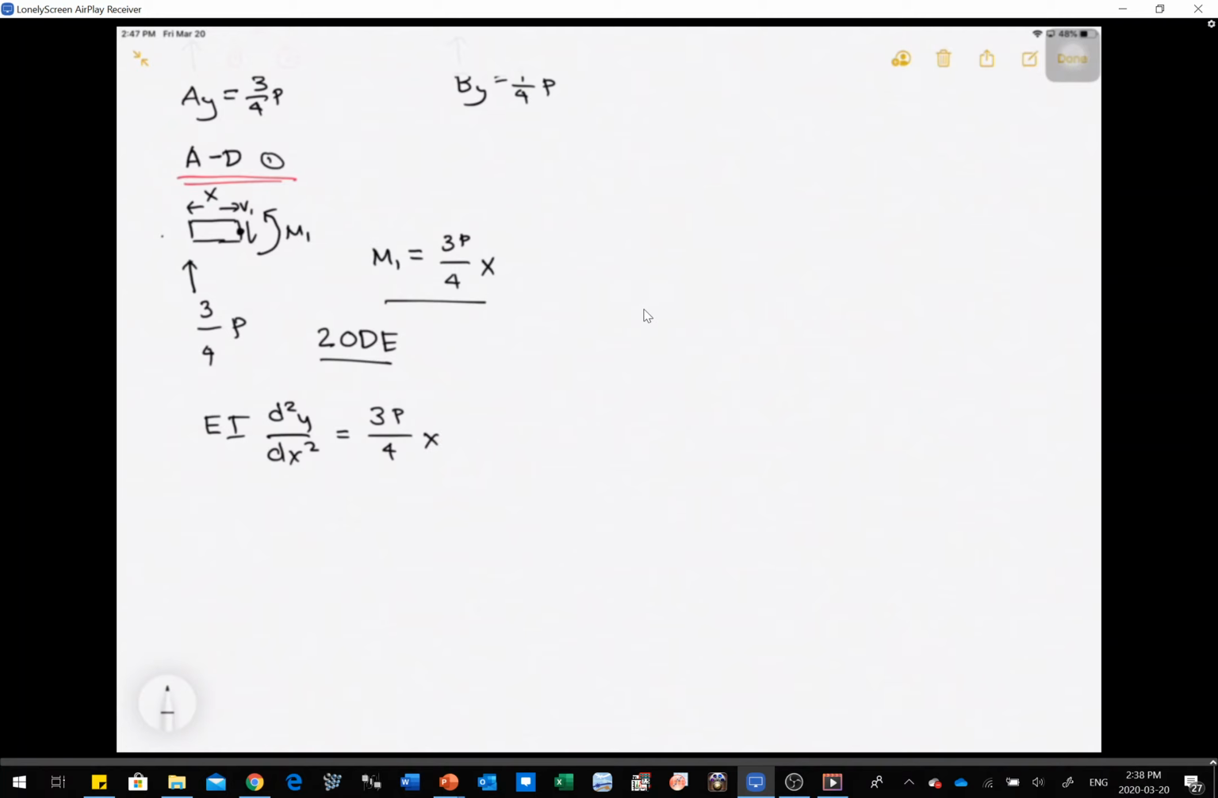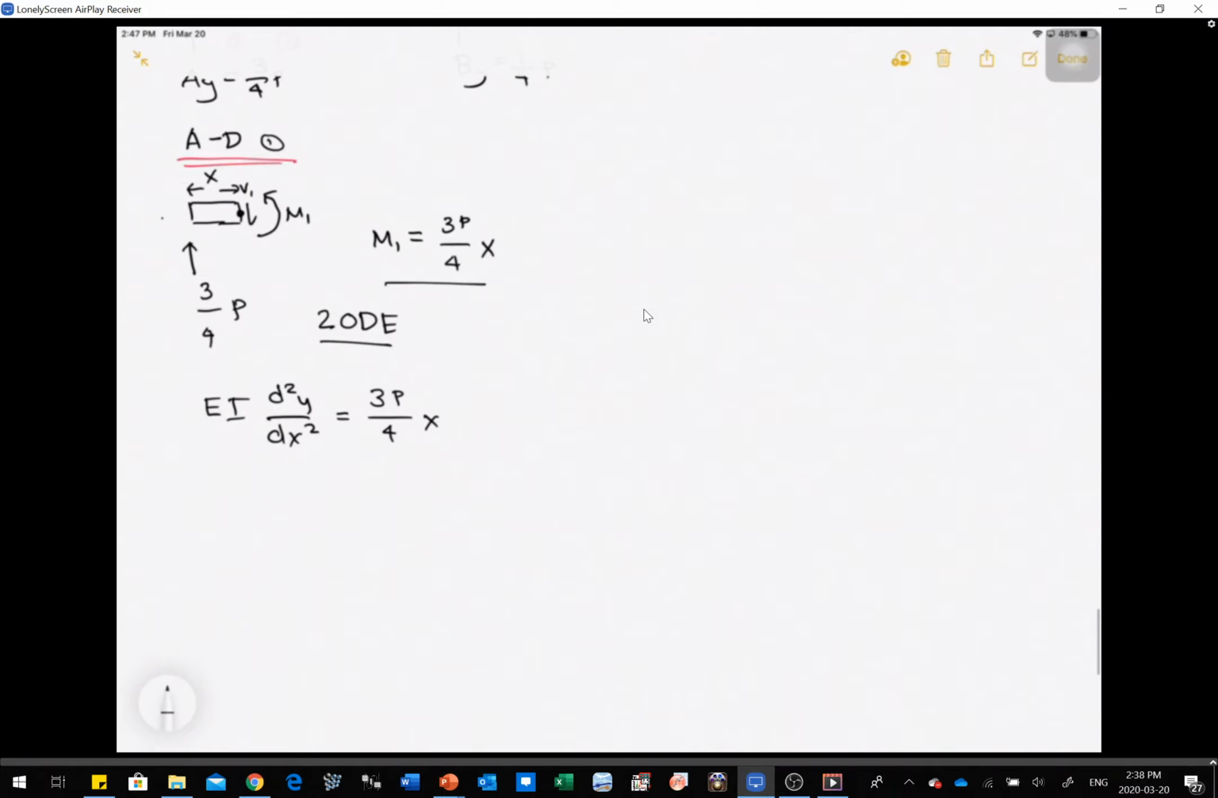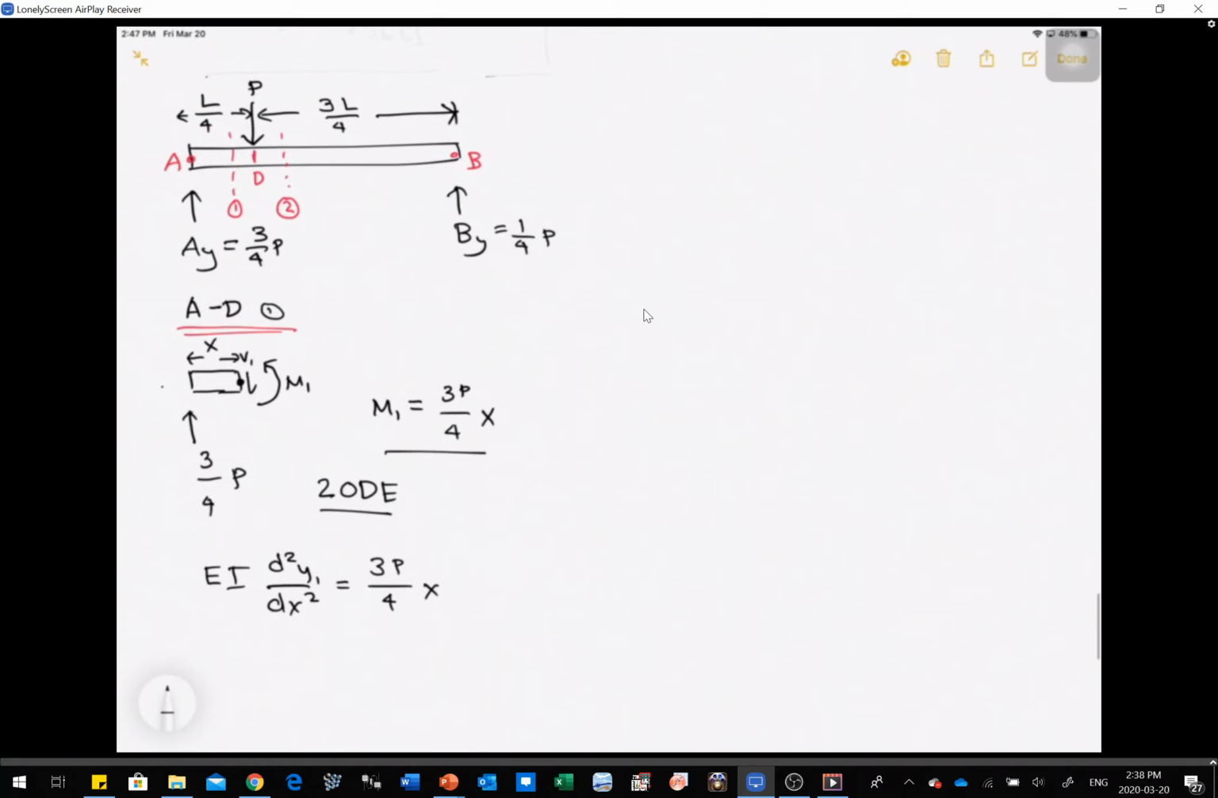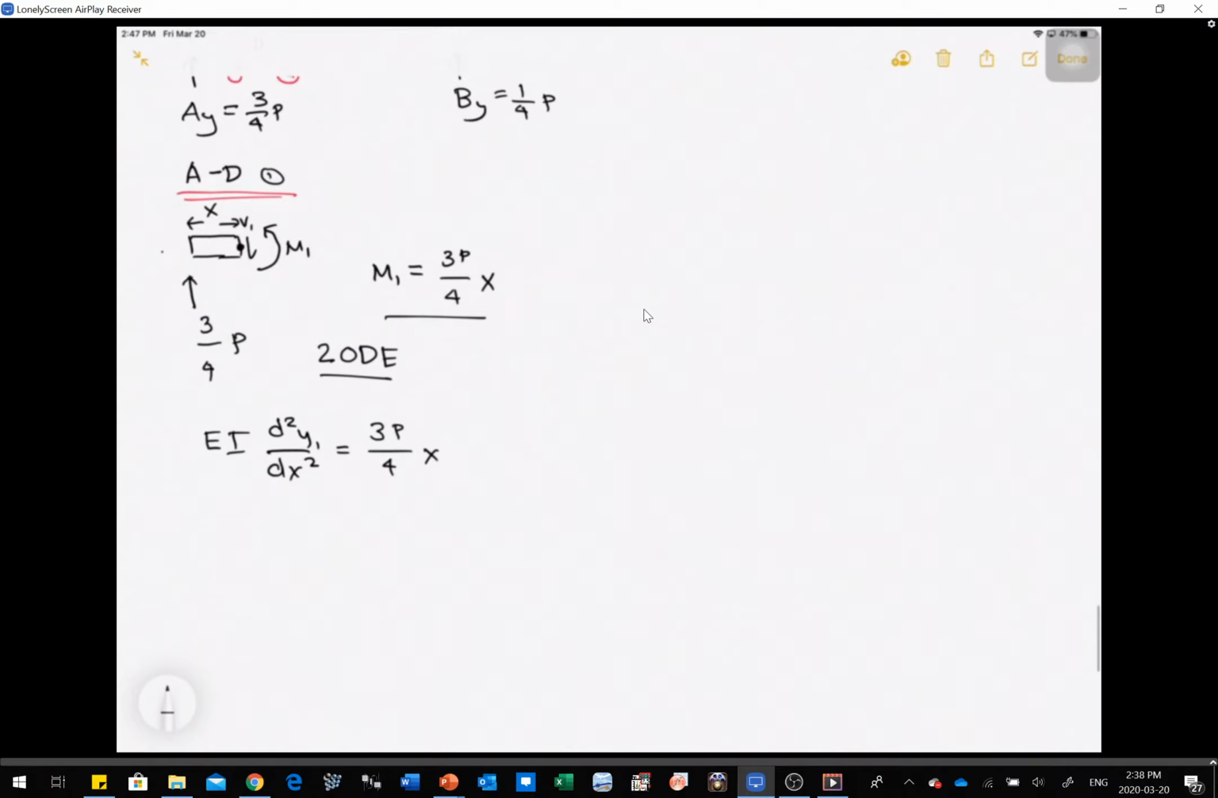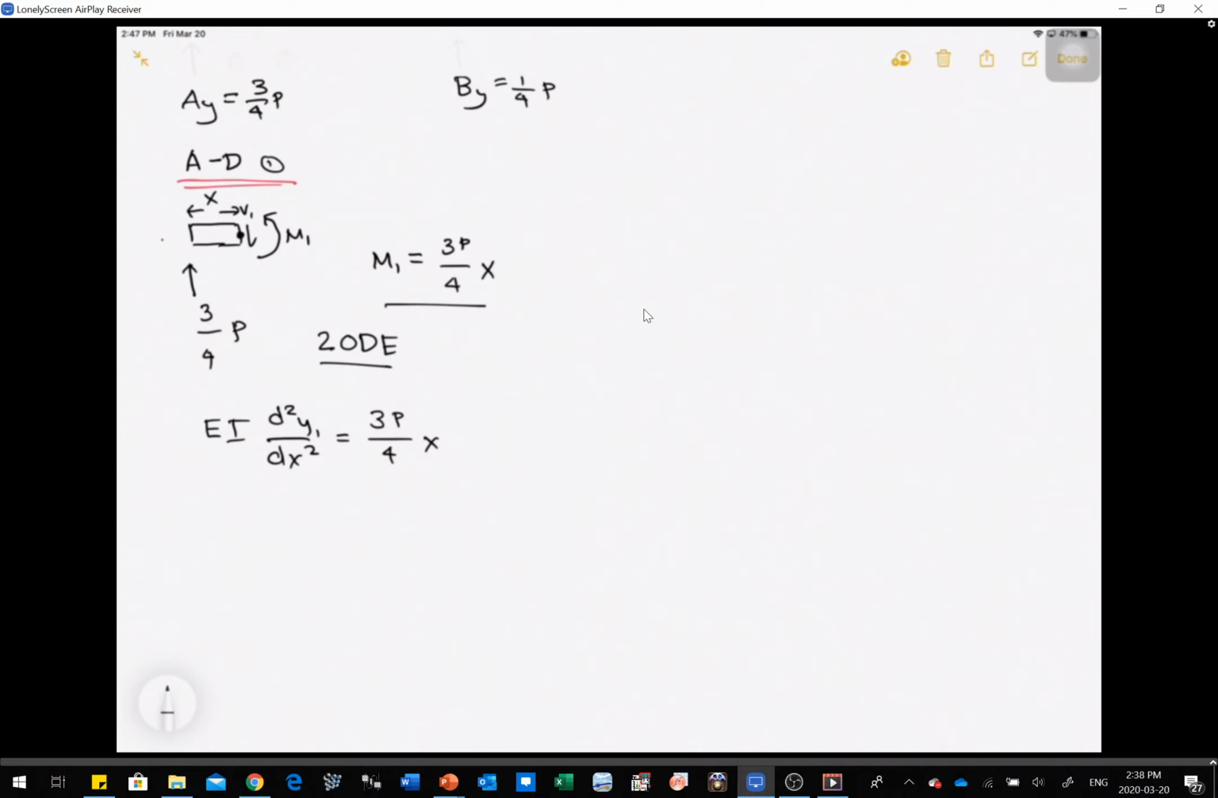We have to integrate twice, so we're going to get, let's call it y sub 1, because again, we have two sections right here. This is section A to D and section D to B. Now let's integrate. The first equation that we have is the slope: EI dy over dx is equal to 3 over 8 P x squared plus C1. So that's the first equation that we have.